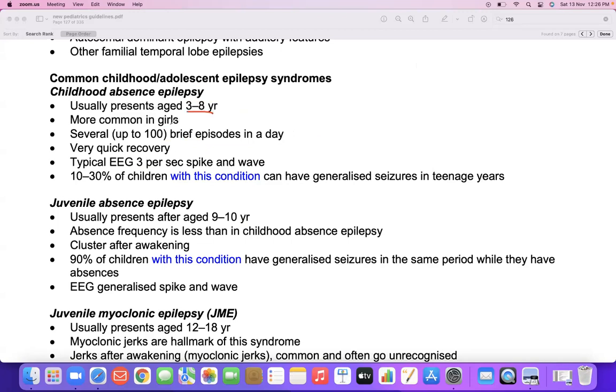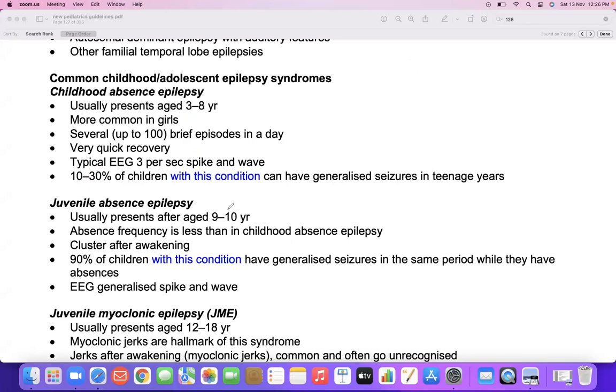Again, 3 to 8 years of age, more common in girls. Up to 100 brief episodes they can have, very quick recovery, 3 per second spike and wave EEG pattern, 10 to 30% of children. So you can remember 30%, almost 1/3 of them with this condition can have generalized seizures when they grow up as teenagers.